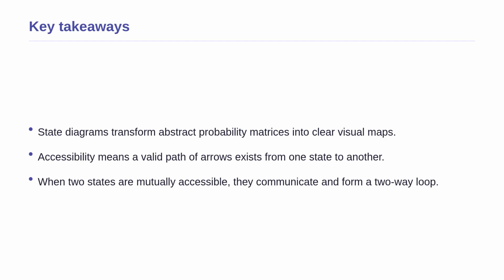We have covered a lot of ground today, so let us review the key takeaways. First, converting a Markov chain into a state diagram transforms abstract numbers into a clear visual map of nodes and arrows. Second, we learned that accessibility means there is a valid path of arrows from one state to another. Finally, when two states are mutually accessible, they communicate, forming a two-way loop. You now have the tools to visually analyze complex probabilistic systems.